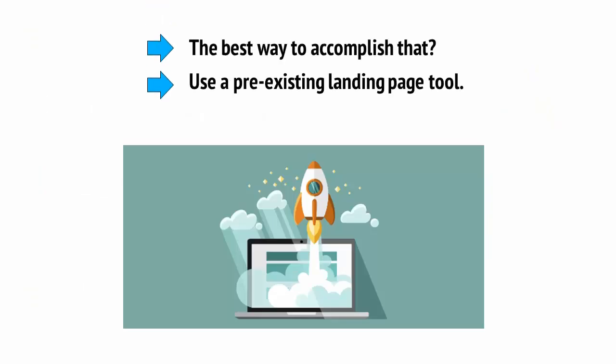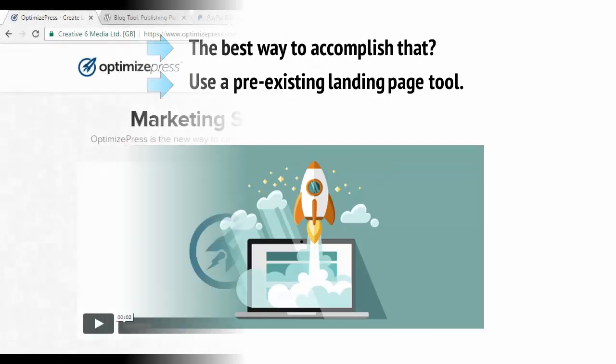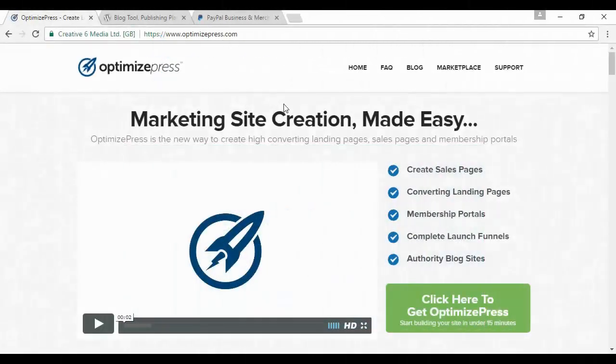Use a pre existing landing tool. The best example is to use Optimize Press, which is a WordPress plugin or theme that will make your site look professional as a sales page and include your transaction button. And you can find out more at optimizepress.com, and they have a video on the sales page that explains how it all works.